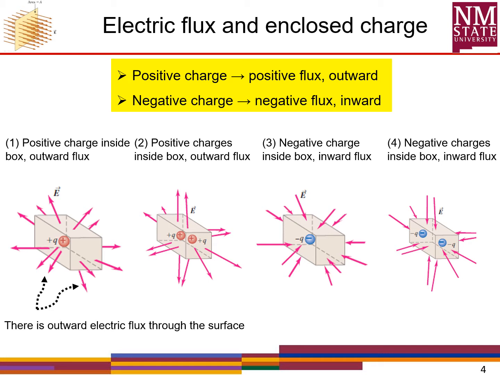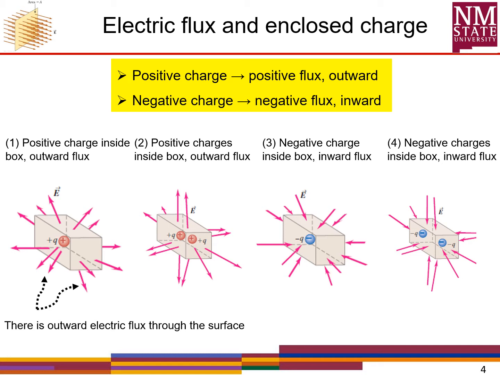And here's the same thing. I changed the magnitude. Now we have two positive charges inside this box, but still they are positive, so electric field lines are going away. But here we have more flux because more charge means more flux. But still here we have outward flux.